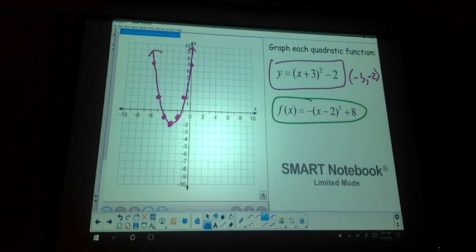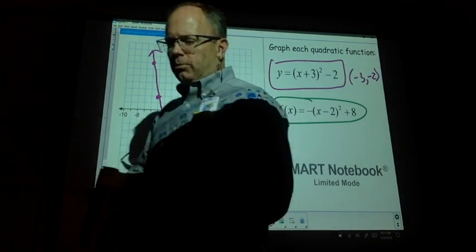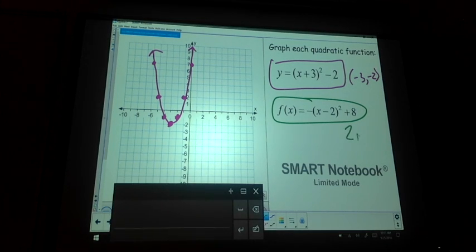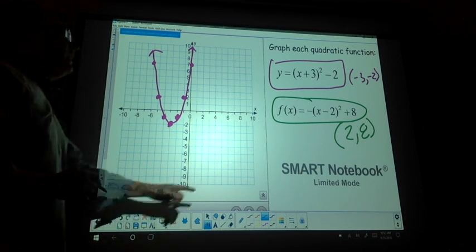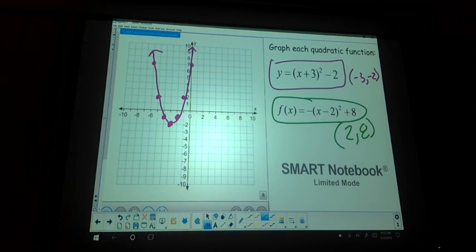All right. The green one. Vertex. What's the x component of the vertex? 2. I heard it. Positive 2. It's shifting right. So 2. What's my y component of my vertex? 8. So 2 comma 8 is my vertex. It's going down. And it's going down because of this negative sign. So let me plot 2 comma 8.